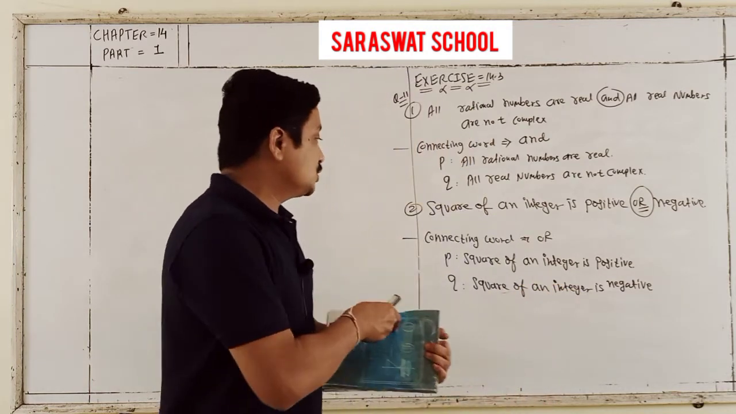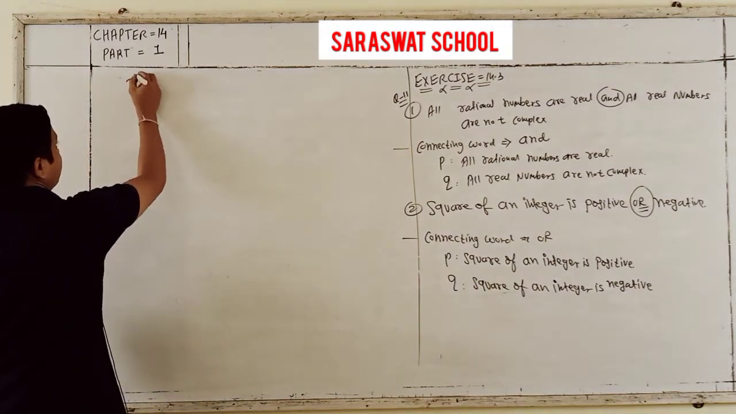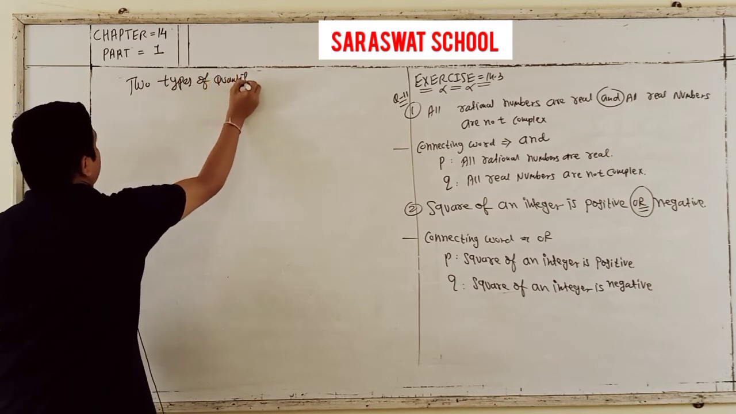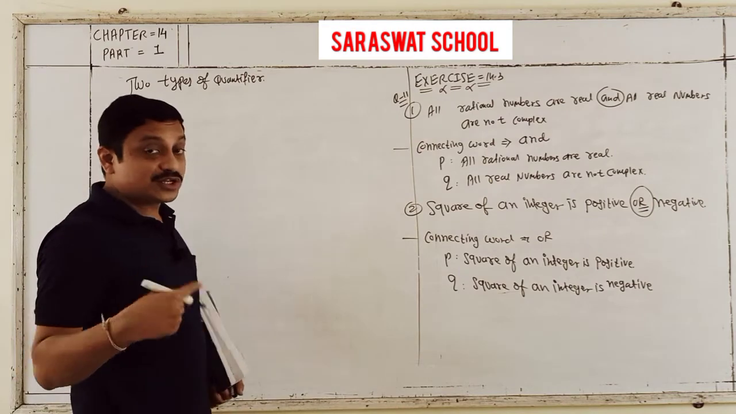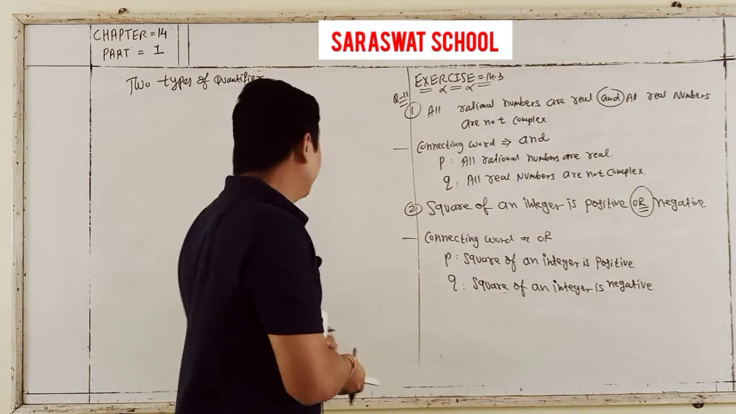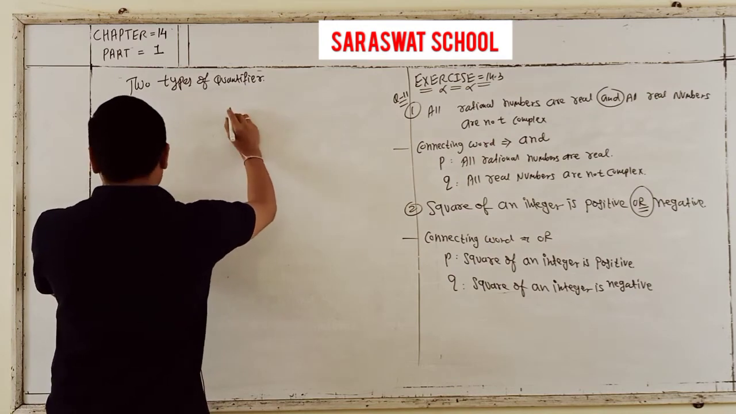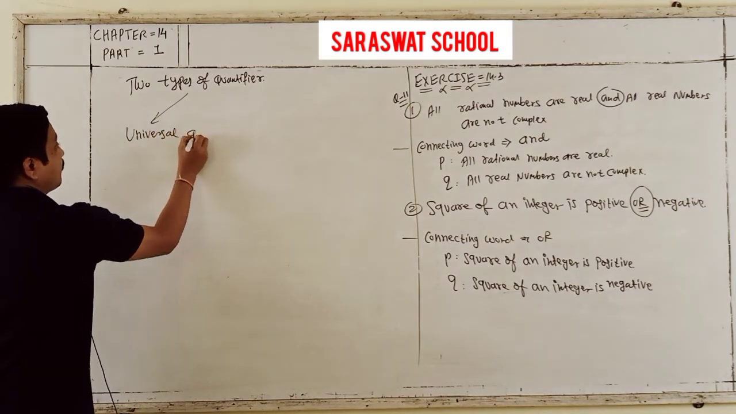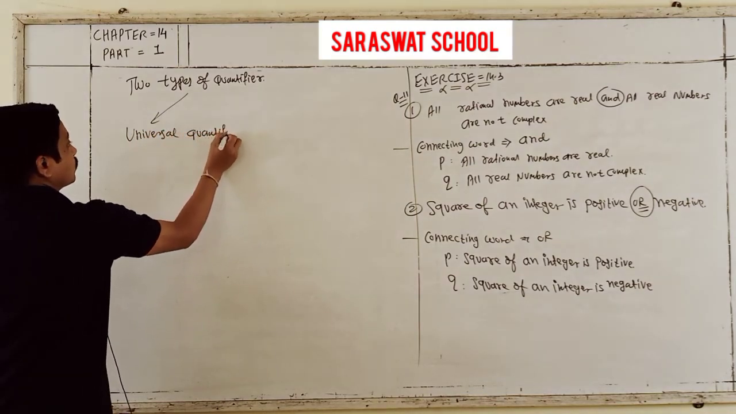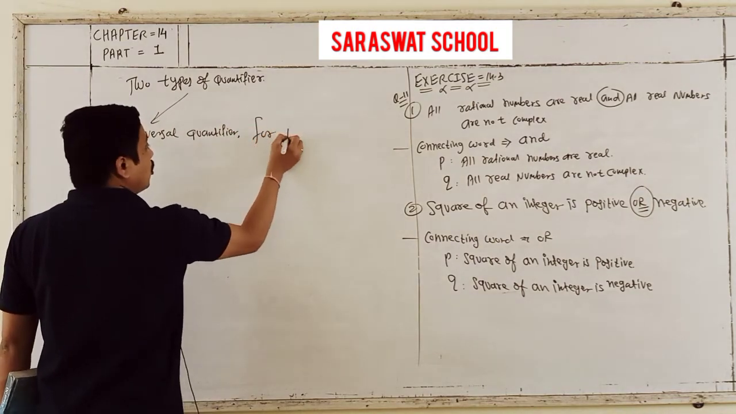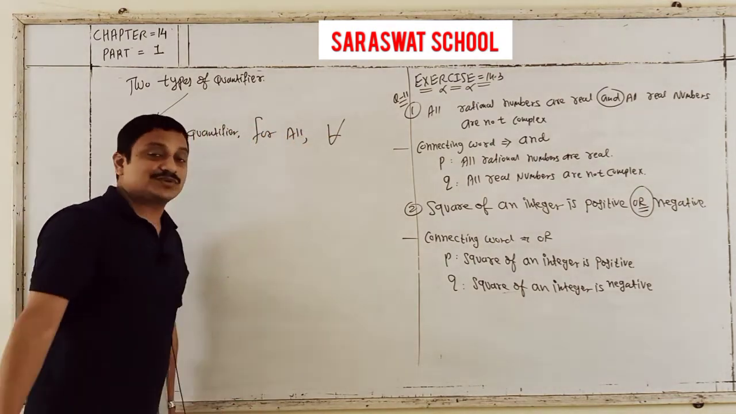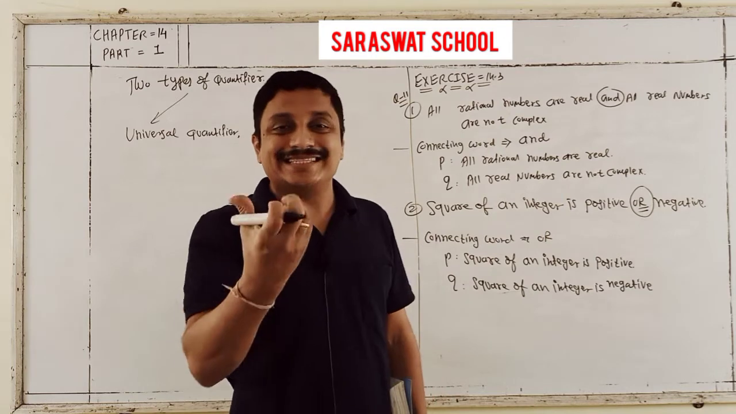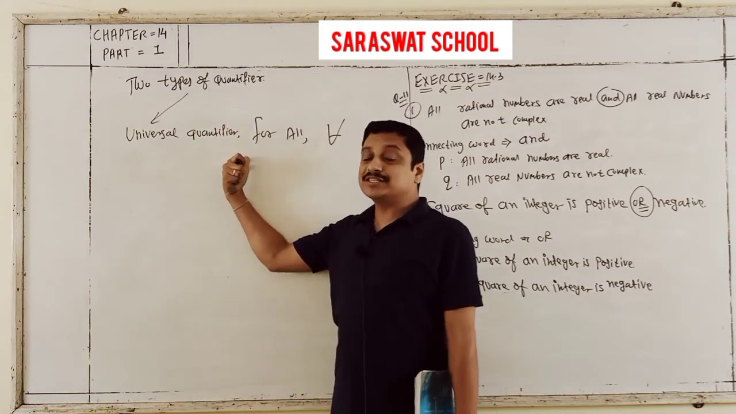It is a new topic. So students, here the heading is: there are two types of quantifier. One is the universal quantifier and secondly the existential quantifier. The first type is the universal quantifier, just like for all. Either you can say these types of equations. This is the symbol: for every member in a set, I can select that. It is a universal quantifier.